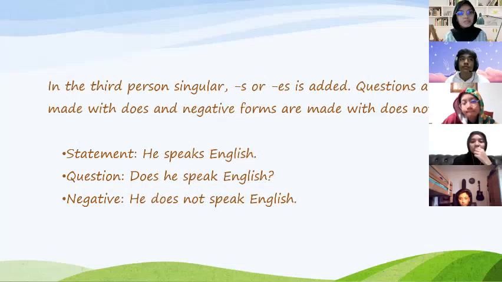But when you use a third person singular, like he or she, an S or an ES is added at the back of the verb. So observe when I say he speaks English, or does he speak English? And also in negative, he does not speak English. So if you observe the statement, it has an S on speak, but for the question and the negative form, there's no S on speak, because they use the word does. So when you use the word does, you don't have to put another S on speak.